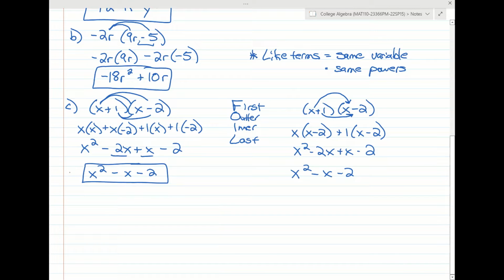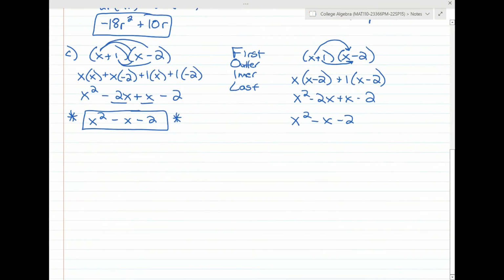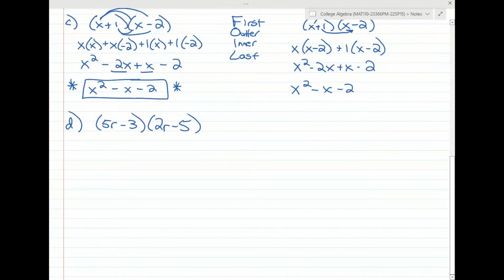Most people choose to do this first technique, and that's totally fine. But some people also appreciate looking at it that second way. Let's keep going. What if we had 5r minus 3 times 2r minus 5? Again, we could FOIL, multiply 5r times everything in the second parentheses.